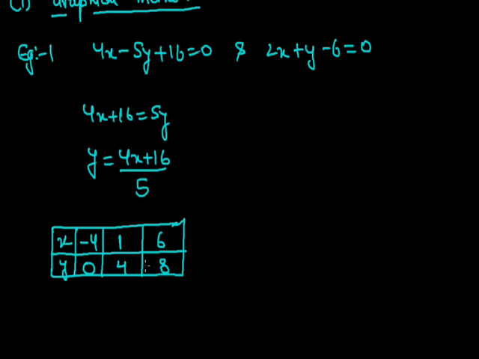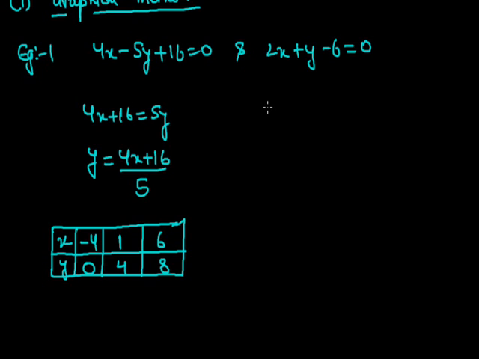So always keep this in mind: for the linear equation, take such values of x for which we will get integer values of y. If we get a fractional value of y, it will be difficult to represent graphically. If we get the integer value of y, it is easier to represent this linear equation graphically. So accordingly I will get the points -4, 0; 1, 4; and 6, 8. And now I will use these points to represent this linear equation graphically.